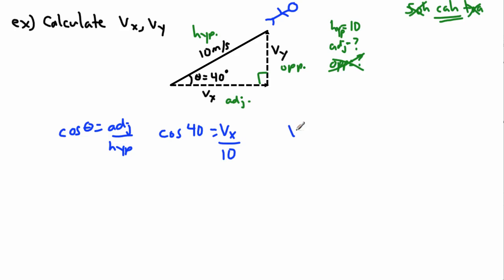Then I can state that Vx, if I use some algebra to solve for this, I get rid of the 10. I multiply both sides by 10, and that brings it over here. So it makes it 10 cos of 40 degrees.